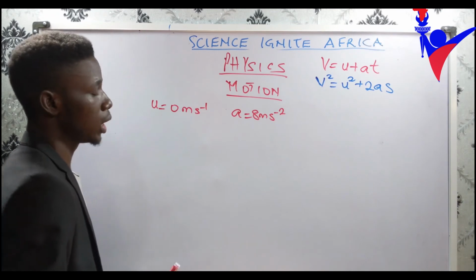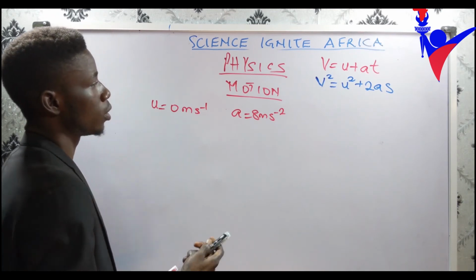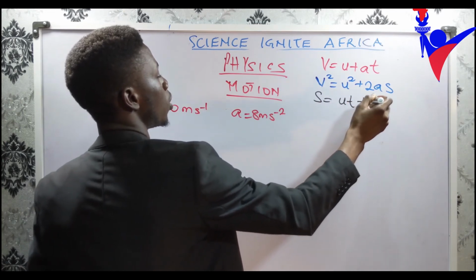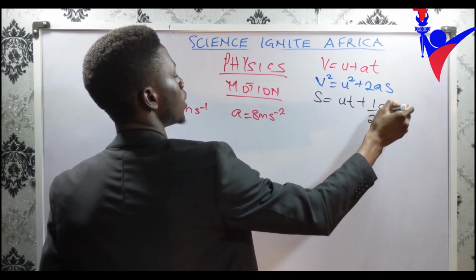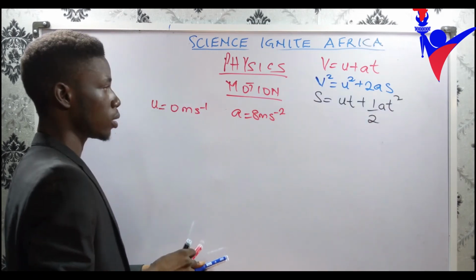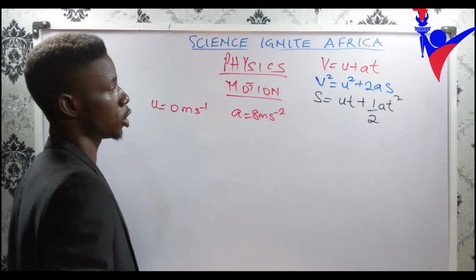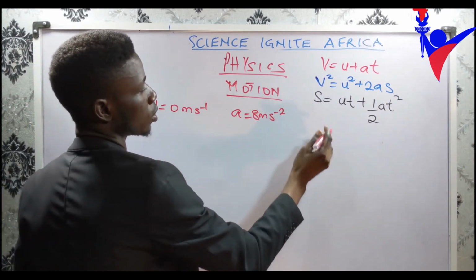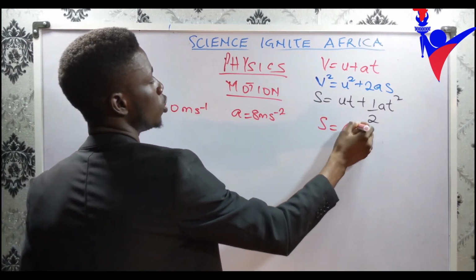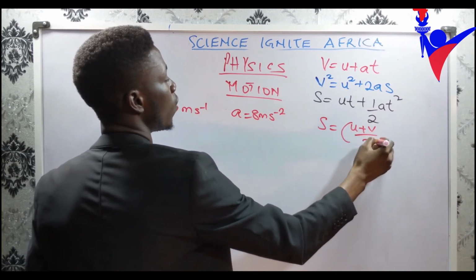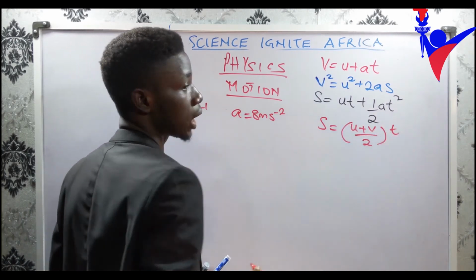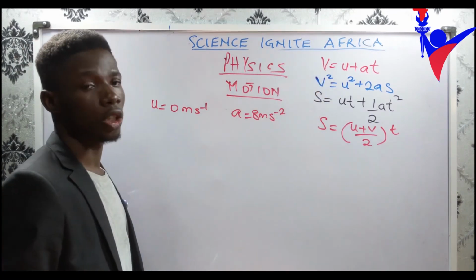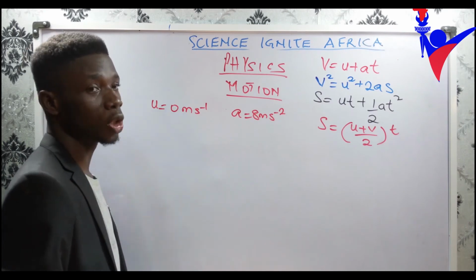So let's proceed to the third one. Now the third one is S equals UT plus half AT squared. That's the third equation of uniformly accelerated motion. And the fourth one is S equals U plus V over 2 times T. Now, these are the 4 equations of a uniformly accelerated motion.